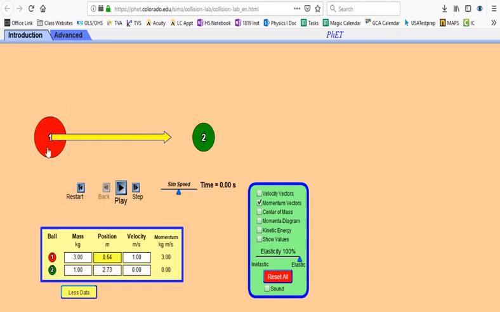With mass of red being so much, its momentum vector is huge, right? 3 kilograms times 1 meter per second is 3 kilograms meters per second. Notice the total momentum before the collision is 3. 3 plus 0 is 3. Let's play it.